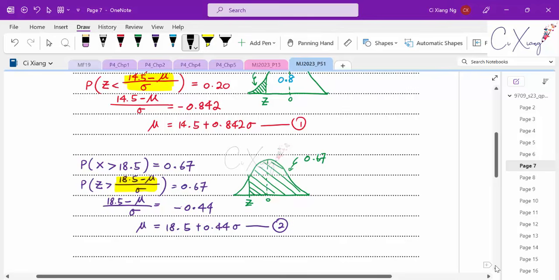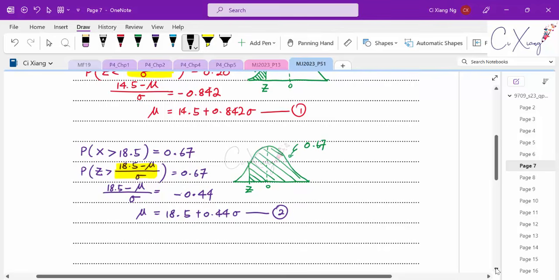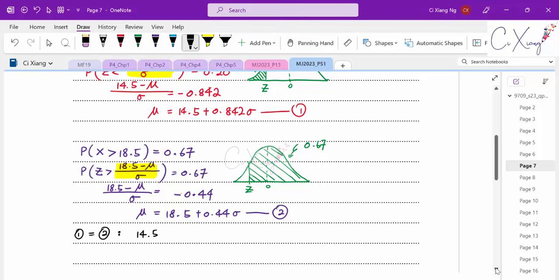Okay, so I will let equation number 1 equals to equation number 2. Okay, so I'm having 14.5 equals to 18.5.